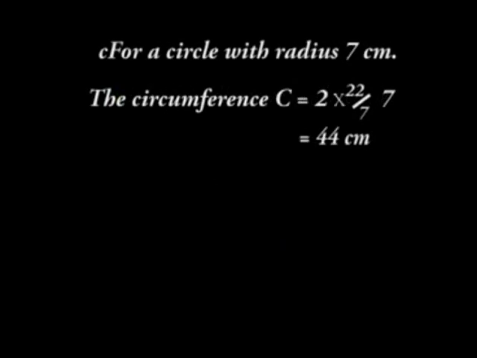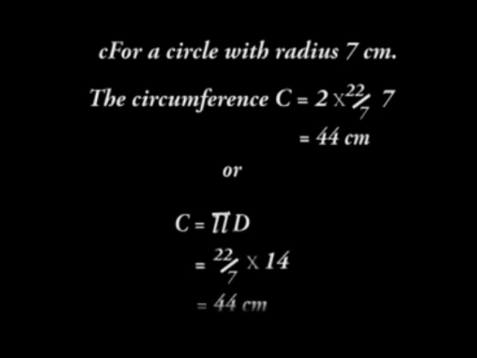Example, for a circle with radius 7 centimeters, the circumference C is equal to 2 times 22/7 times 7, which is 44 centimeters, or circumference is equal to pi D, which is 22/7 times 14, which again gives us 44.